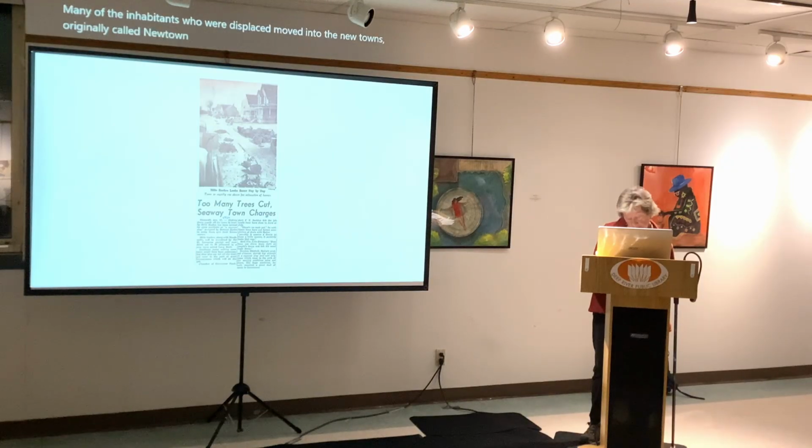Many of the inhabitants who were displaced moved into the new towns, originally called Newtown Number 1 and Newtown Number 2. They finally gave them names, Ingleside and Long Sault, which are there now, before the flooding, which took place on July the 4th, 1958.